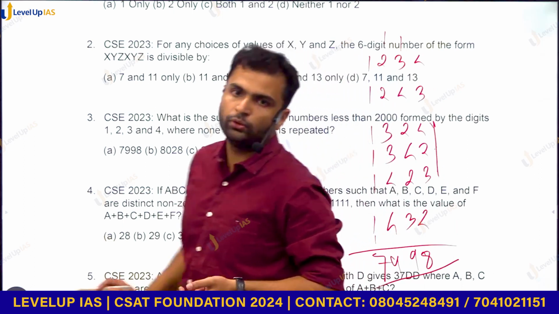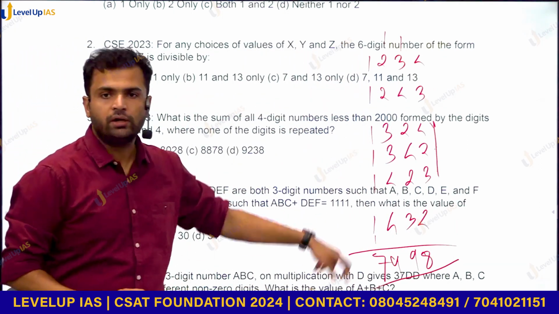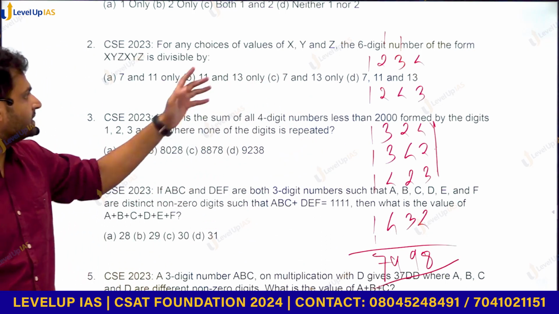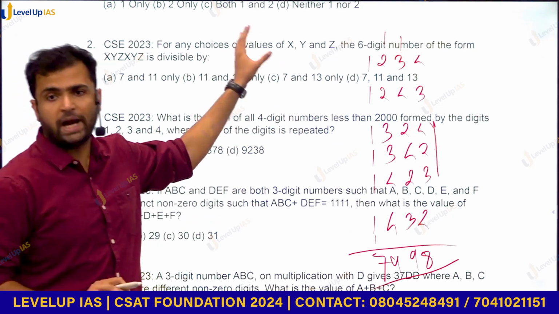Simply addition you had to do. It was not at all a challenging question. You just had to fix 1 because the number had to be less than 2000. The question was simply from the addition chapter.